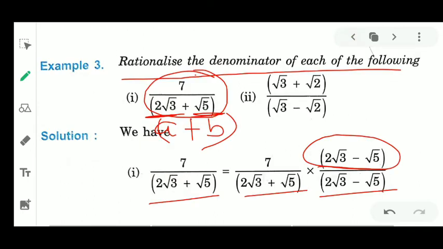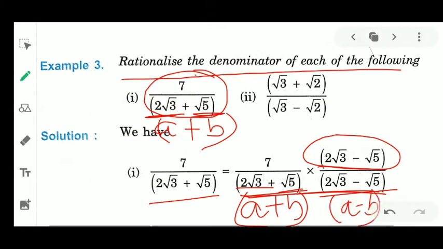Now the denominator is in the form of a plus b, that is 2 root 3 plus root 5, and a minus b, 2 root 3 minus root 5. As we know, a plus b into a minus b gives us a square minus b square. Clear? A plus b into a minus b equals a square minus b square. Now put the values of a and b here.